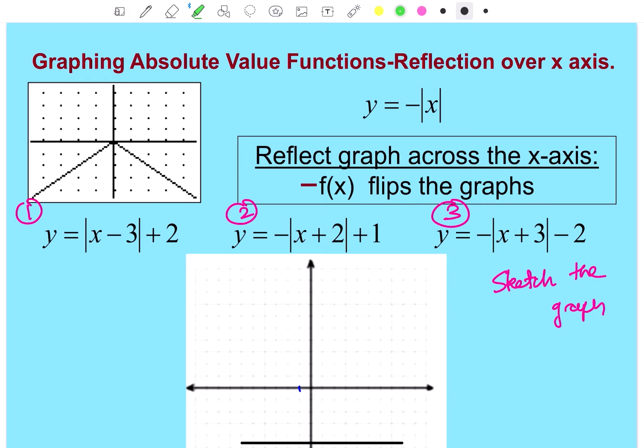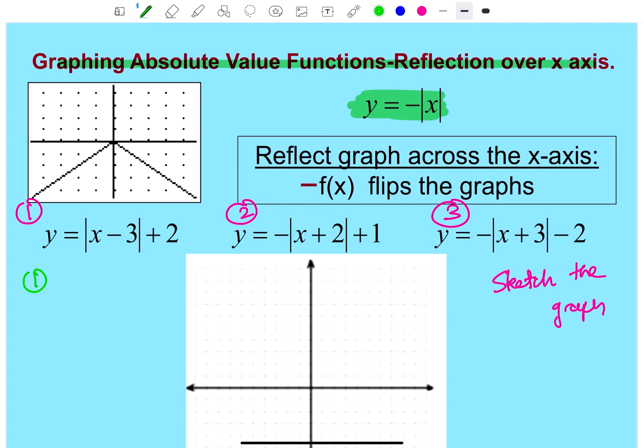Graphing absolute value functions. Now we're going to talk about a few different graphs. We're just going to be sketching the graphs, thinking about the origin first, and then thinking about what kind of changes there are from the basic parent function that we have at 0, 0, whose vertex is 0, 0.